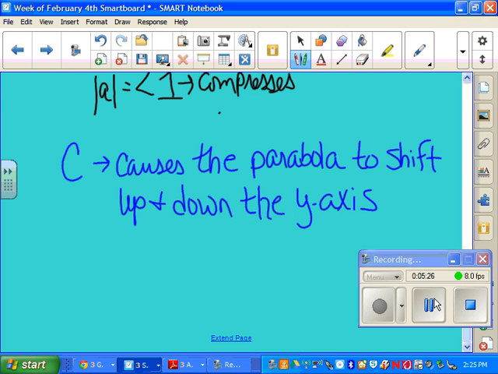Alright guys, and what happens if this C is negative? So if it's negative, it vertically shifts downward. And so it's the opposite if it was positive. It vertically shifts upward.